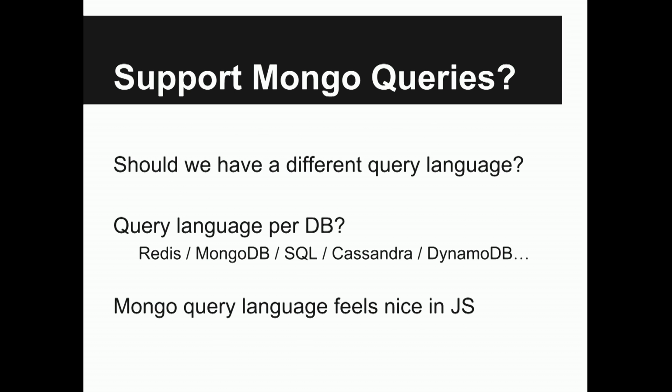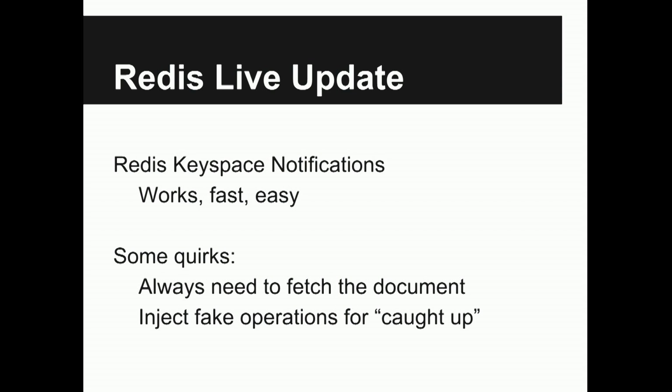But maybe we don't want to support the Mongo query language. Maybe we should have a different query language. The obvious downside is, do we end up with a query language per database? We have Redis, MongoDB, SQL, Cassandra, DynamoDB. Are we going to have 20 query languages? The other good thing is that the Mongo query language feels quite nice in JavaScript, so it might be nice to keep that. But I'd love input.